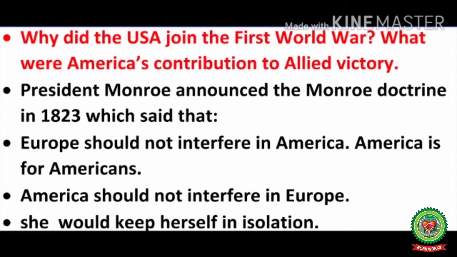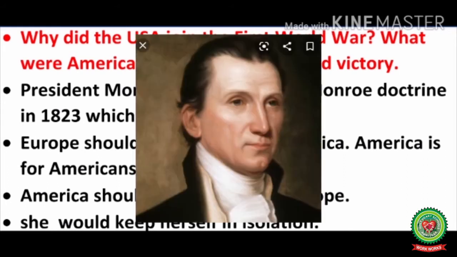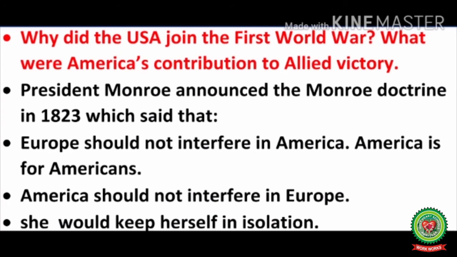President Monroe announced the Monroe Doctrine in 1823, which said that Europe should not interfere in America, as America is only for Americans. America should not interfere in Europe. So, America should keep herself in isolation. The policy adopted by President Monroe was the policy of isolation. He did not want America to be involved in European politics. At the same time, he also wanted Europe to keep itself away from America's internal conditions.